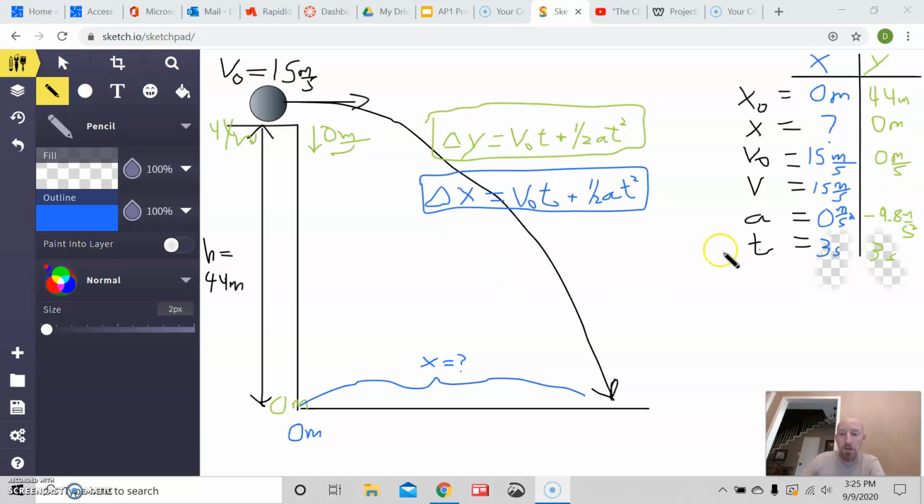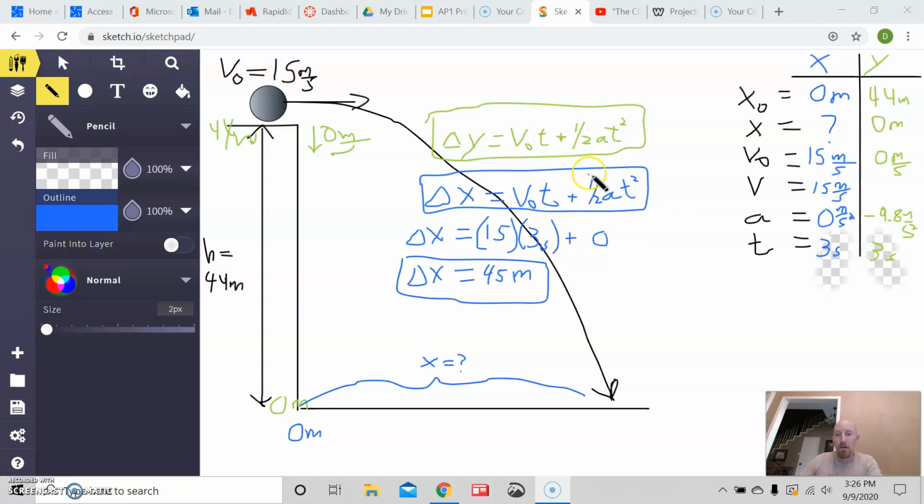I know what the time is. I'm going to go ahead and plug some values in. We'll see what we get. Velocity was 15 meters per second. Put that in here. My time was 3 seconds. All this gunk goes away. It turns into 0 because my acceleration in the x is 0. So we're left with 15 times 3, which is 45.